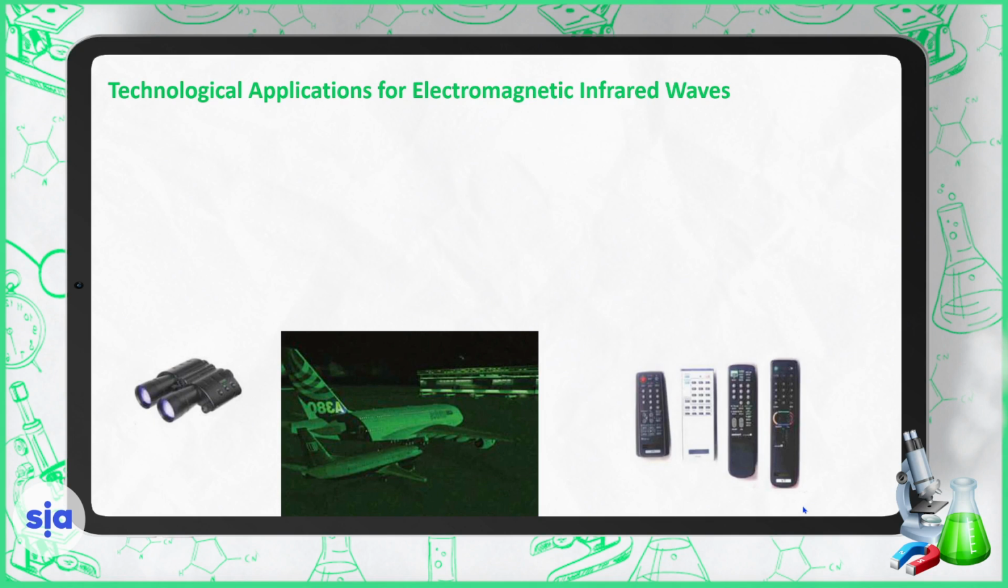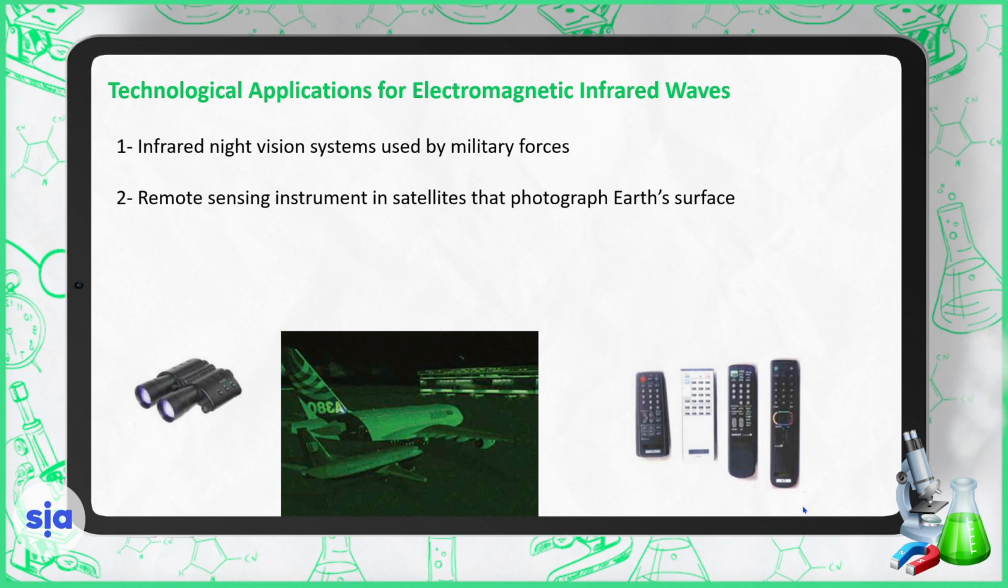Here are some technological applications for electromagnetic infrared waves. Infrared night vision systems used by military forces. Remote sensing instruments in satellites that photograph Earth's surface. Cooking food by infrared rays because they have a heating effect. And remote controls.